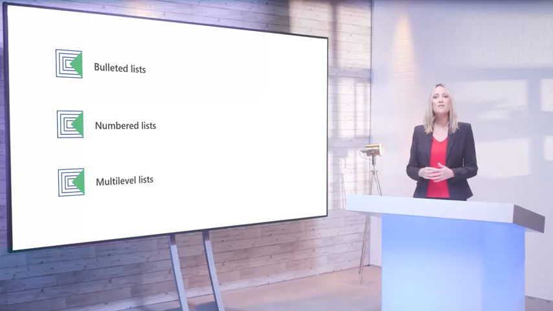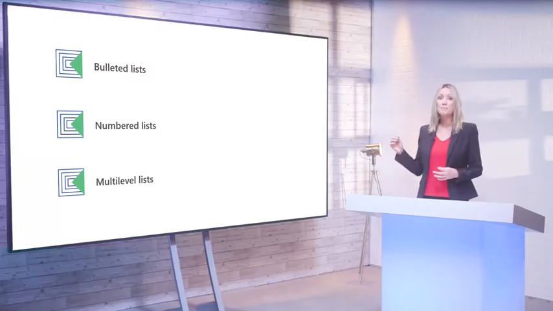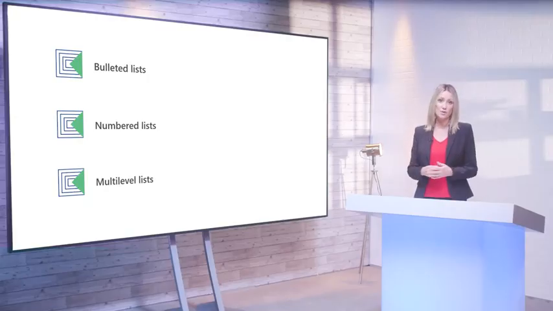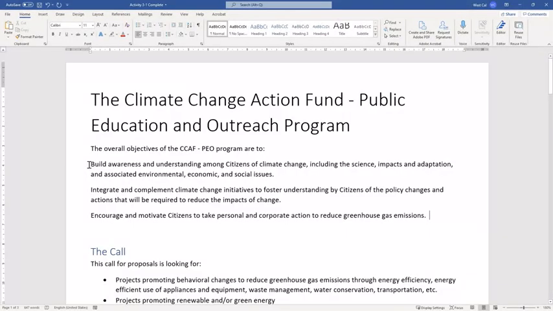But for now, it is enough for you to know that a multi-level list separates points, subpoints and sub-subpoints with various symbols, letters or numbers. So how do you display text in the form of different list items?